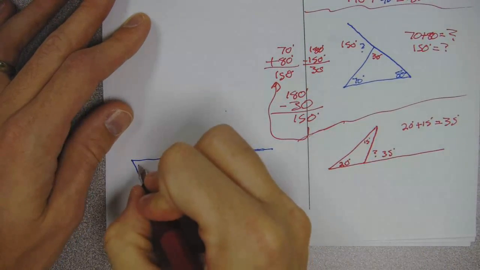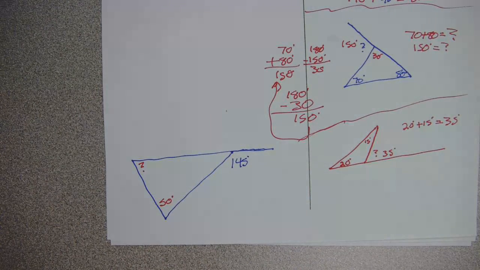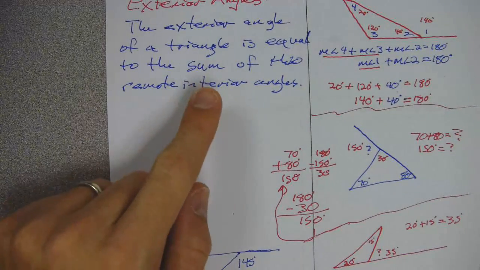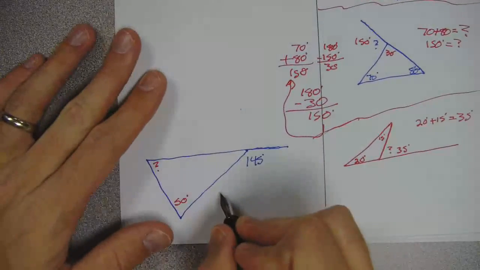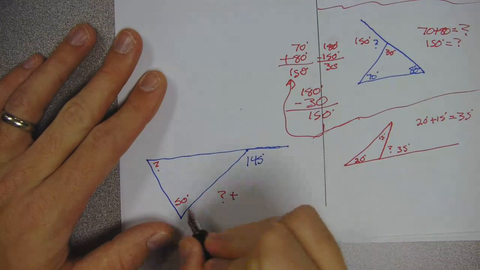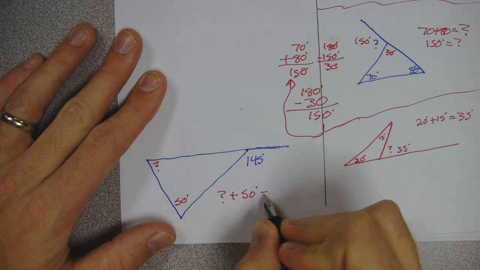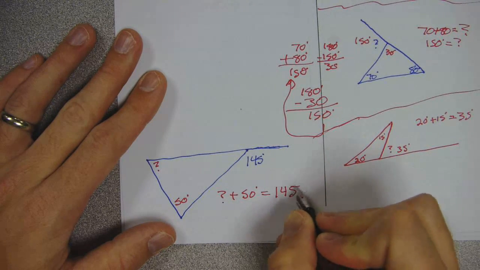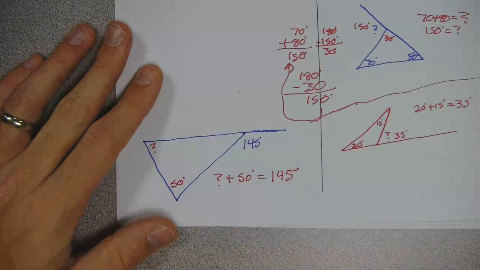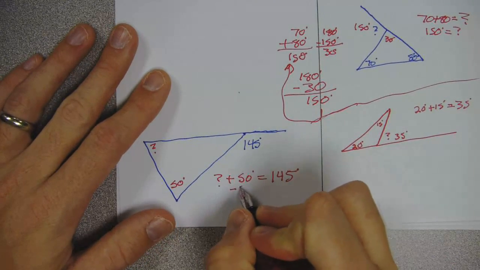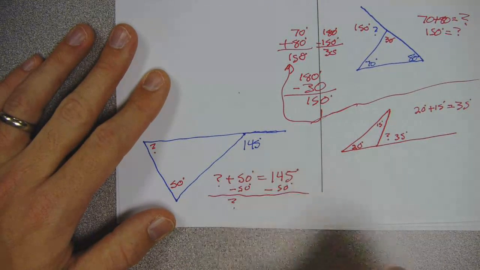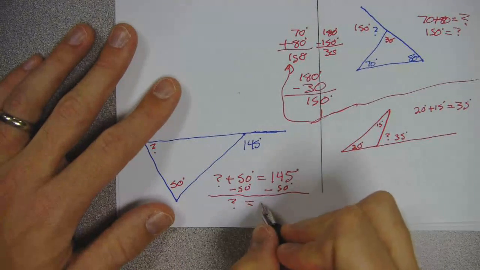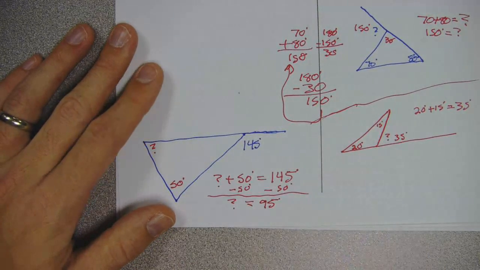What's our other remote interior angle going to be? Well, remember, we said that if we add the two remote interior angles, that's equal to the exterior. So if I take my unknown angle, add it to 50 degrees, we should end up at 145. Well, this is just a one-step equation. We've been solving these for quite a while now. So all I'm going to do is subtract 50 degrees from both sides. That'll leave me with my unknown angle. And in this case, we should end up at 95 degrees.